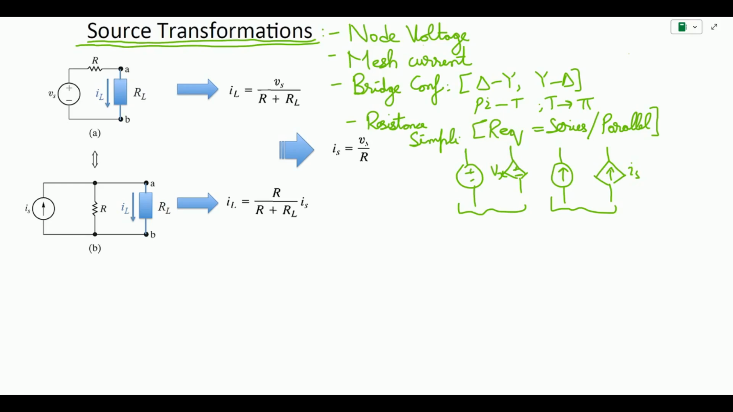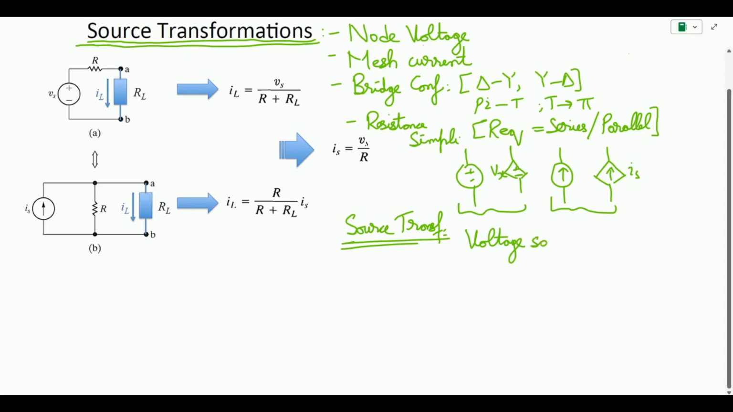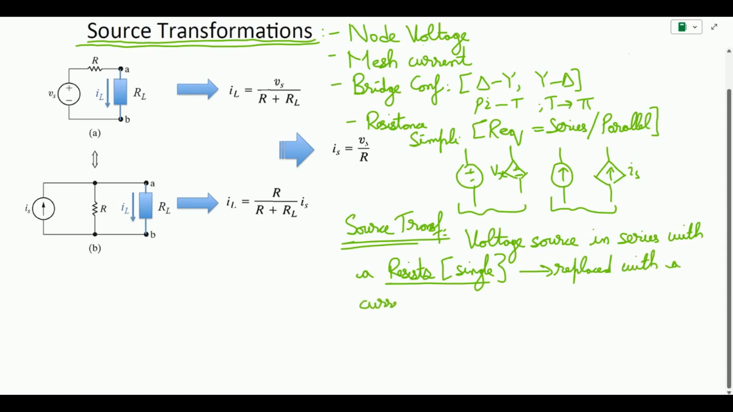So what is source transformation? Whenever we have a voltage source, dependent or independent, in series with a resistor, and it should be a single resistor, not multiple. If we have multiple resistors, we can add them to be a single resistor. So whenever we have a voltage source in series with a resistor, we replace it with a current source in parallel to the same resistor.